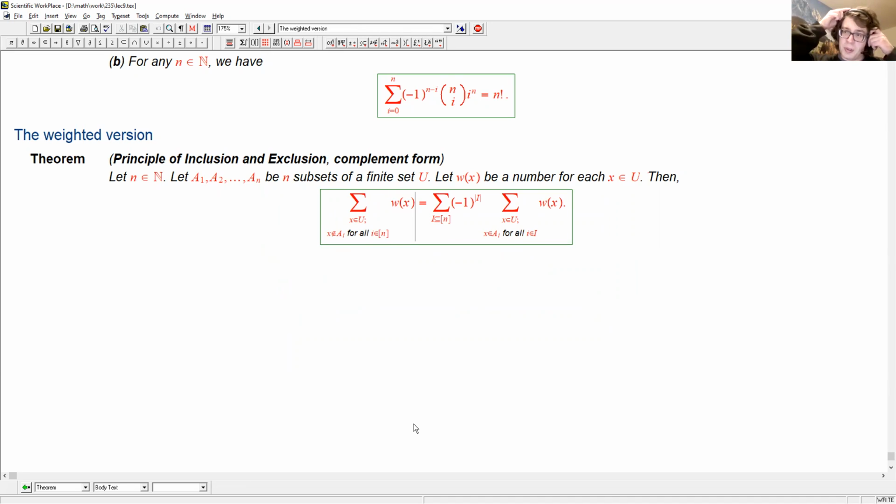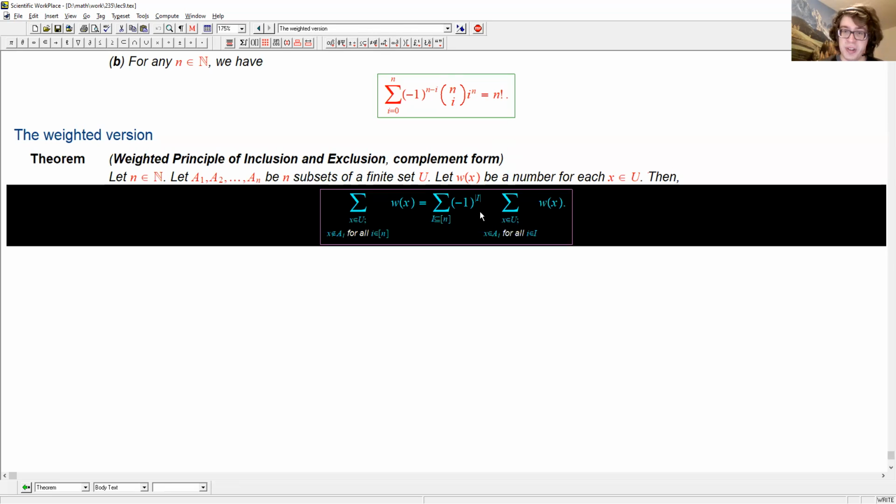So why is this? I claim that this is a generalization. I call it the weighted principle of inclusion-exclusion. Why is this a generalization? Because if all the W's are 1, then the sum is just the number of such X's, and you get the old form back.